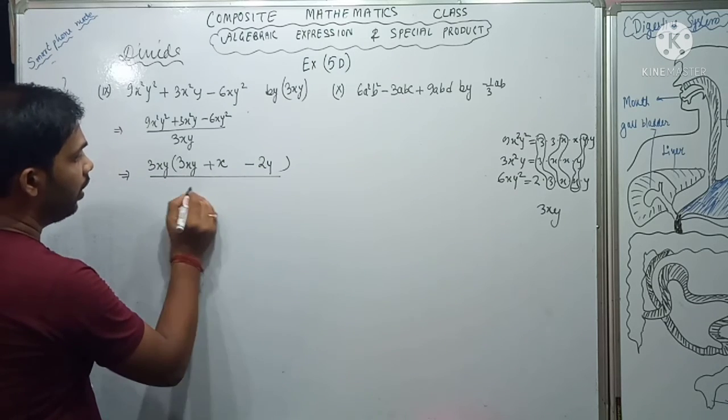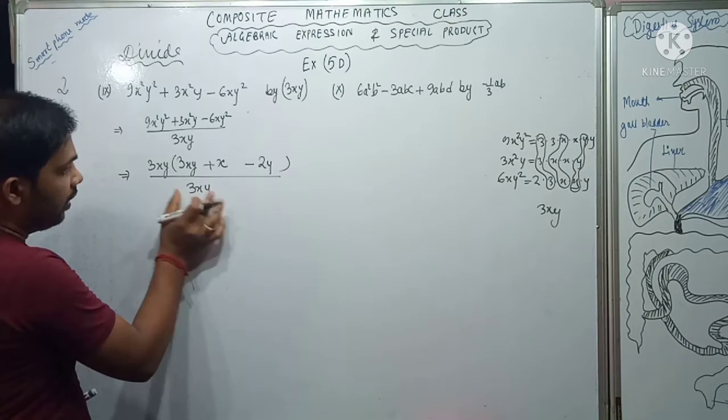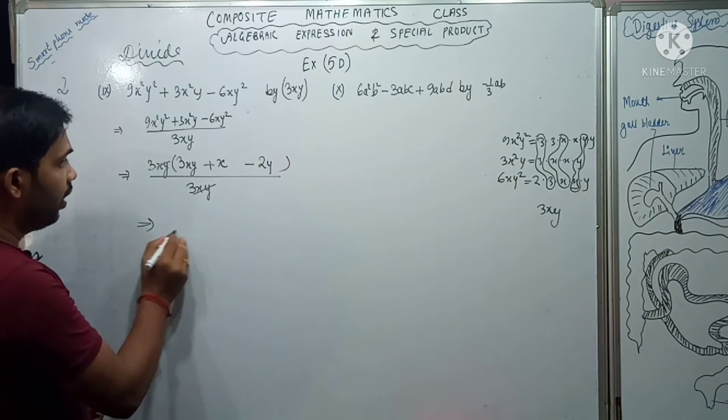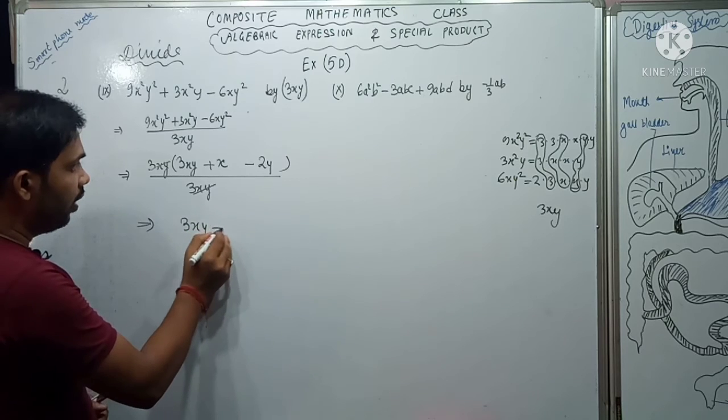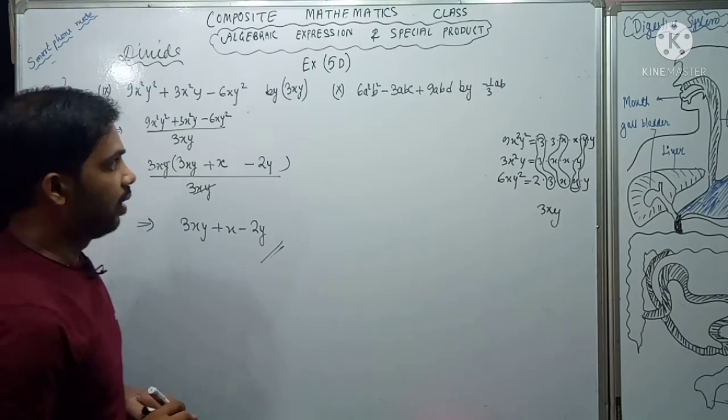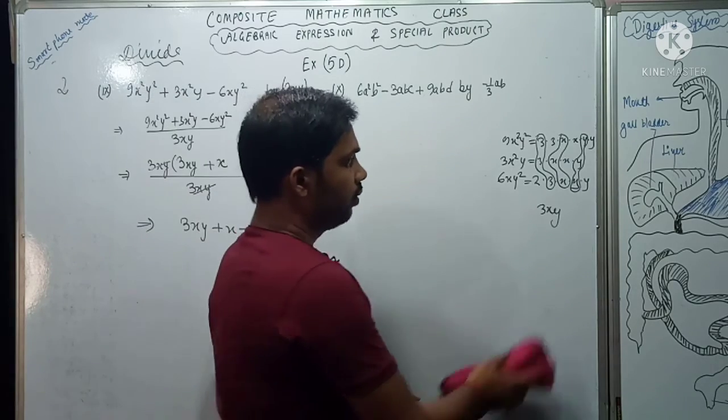Now it will be divided by 3xy. You know this and this are same, so we can cut. So it will be left with 3xy plus x minus 2y. So this will be our answer. Next part we are going to do this one.